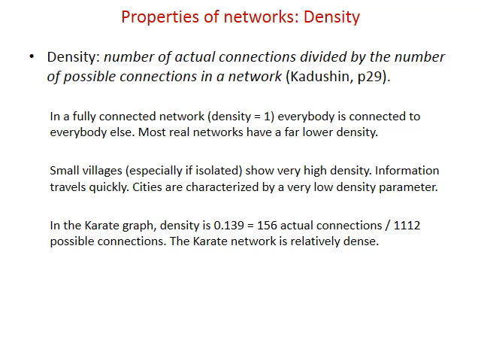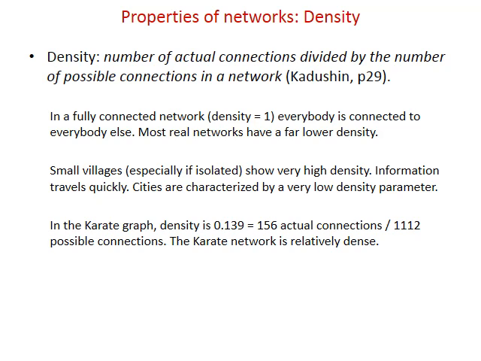How do we measure density? Essentially by dividing the number of actual relationships by the number of potential relationships. In the karate club, there are 156 dyadic connections, but the number of potential connections is over 1000. So the density is 0.139. This is a relatively high number.